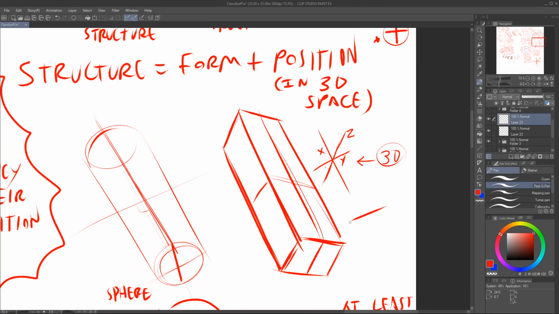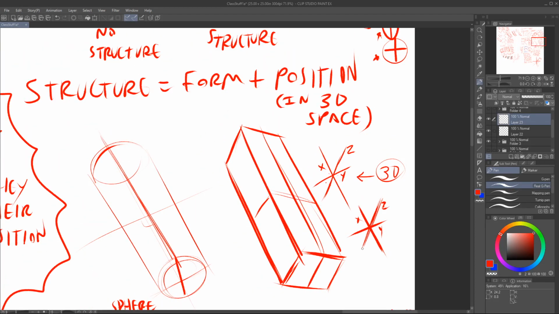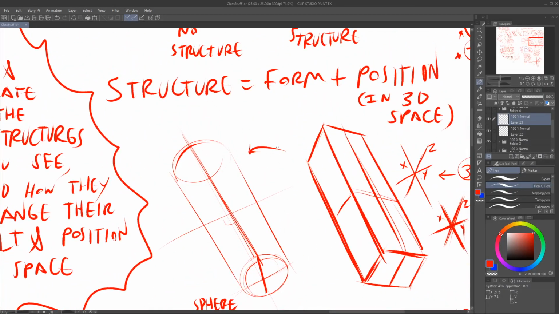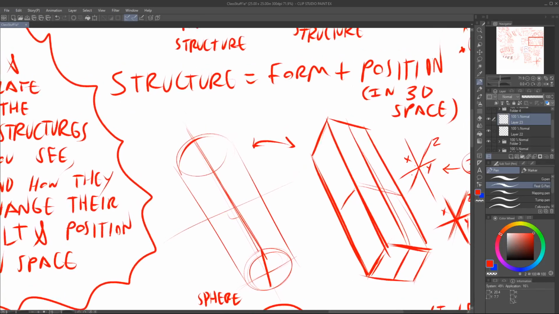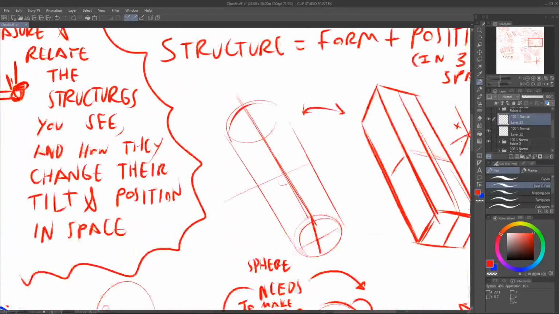That means the XYZ axis is going to be something that comes into play with structure. You have to keep in mind the Z depth of the things that you're describing. And these are a couple of examples right here, a cube and a cylinder.